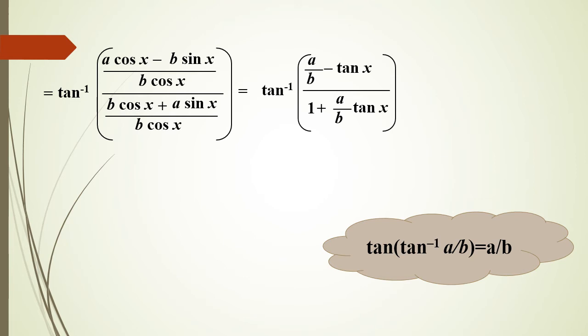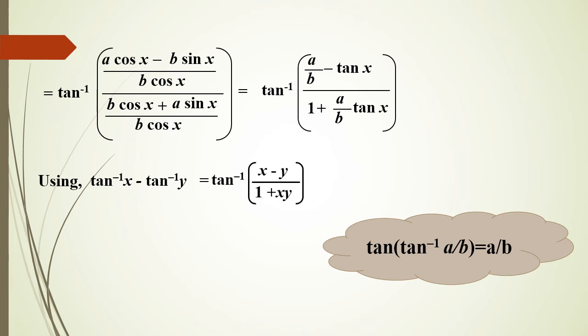Now a by b, okay, 1 before this respective term or angle, 1 tan is at any cost required, so that we are supposed to convert a by b minus tan x divided by 1 plus a by b into tan x in the form of tan of x plus y formula. Okay, next, it can be written as tan inverse x minus tan inverse y equal tan inverse of x minus y divided by 1 plus xy.